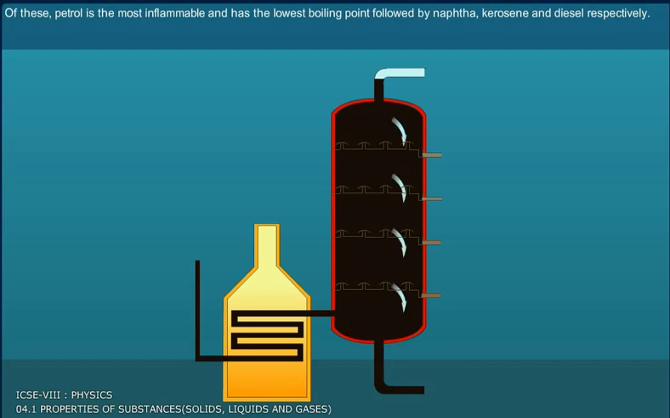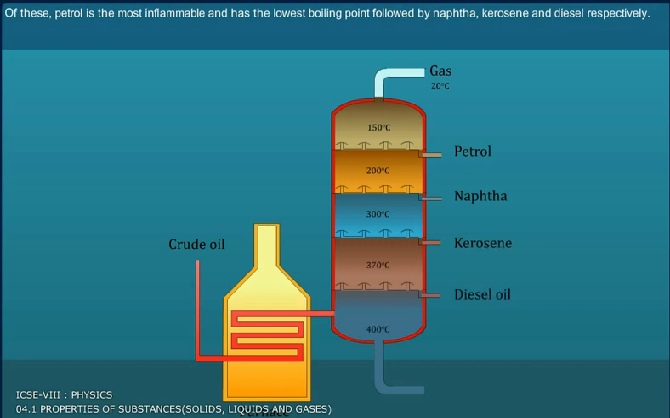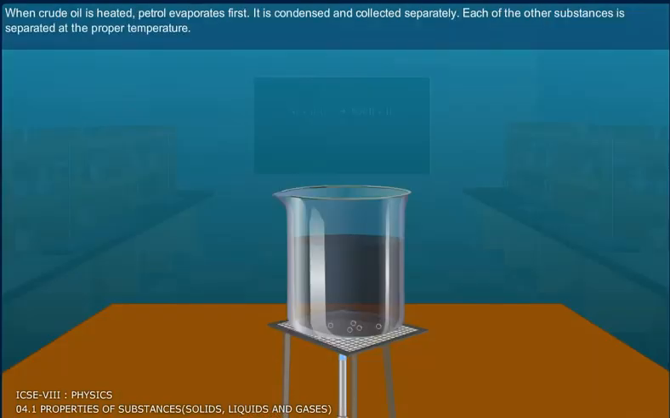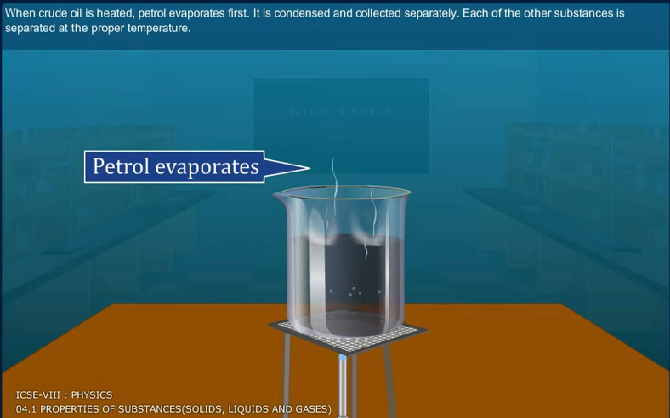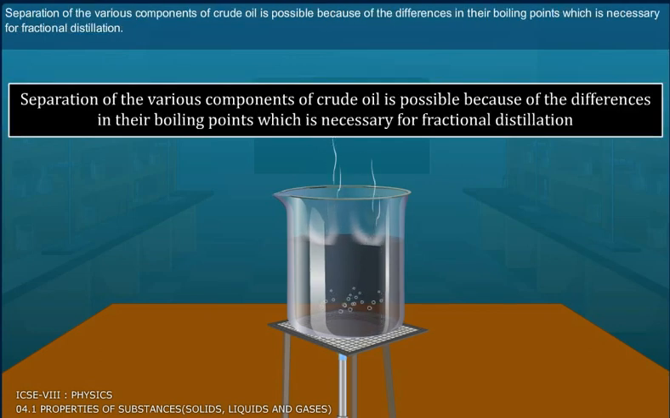Of these, petrol is the most inflammable and has the lowest boiling point, followed by naphtha, kerosene, and diesel respectively. When crude oil is heated, petrol evaporates first. It is then condensed and collected separately. Each of other substances is separated at the proper temperature. Separation of various components of crude oil is possible because of the differences in their boiling points, which is necessary for fractional distillation.